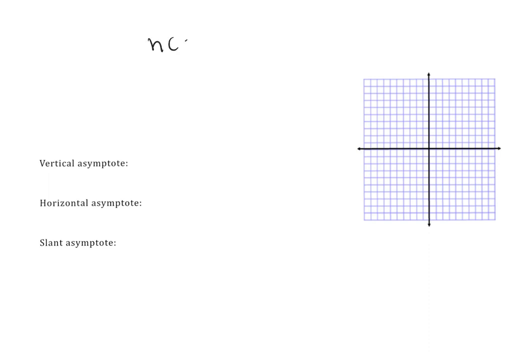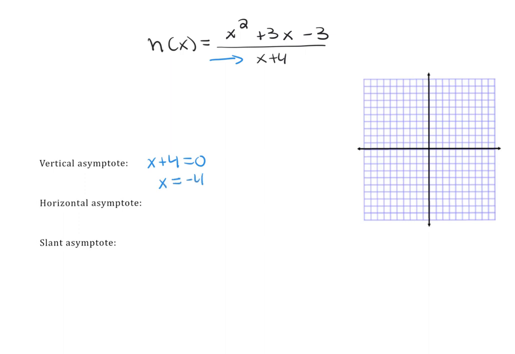Okay, example number 2, h of x equals x squared plus 3x minus 3 over x plus 4. So let's look at one thing at a time. Vertical asymptote, that's our denominator. X plus 4 equals 0, so x equals -4. So we've got a vertical asymptote. I'm going to put it on the graph right away at -4. So for horizontal asymptote, I'm looking, the degree is higher in the numerator than it is in the denominator, so there is no horizontal asymptote.